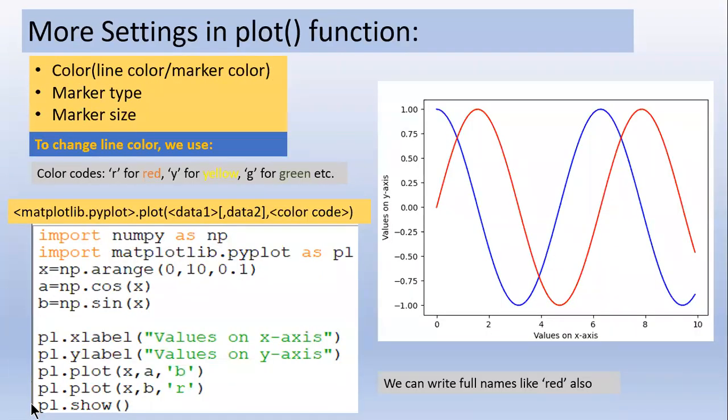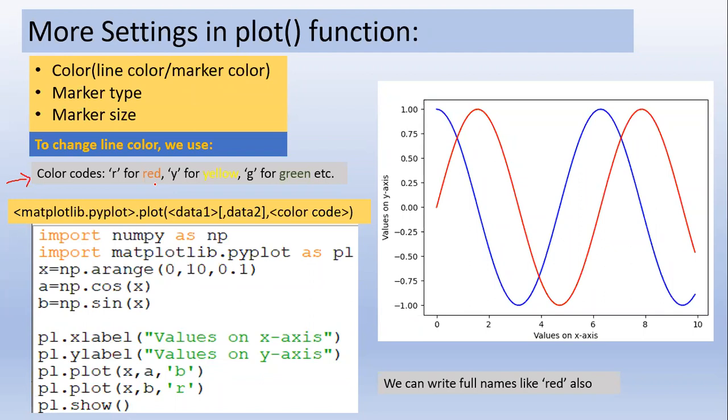Some more settings. We can provide some more settings like color, marker type, marker size, etc. There are so many. Now see here, this box. To change the line color, we use color codes. For example, R for red, Y for yellow, G for green, etc. You can provide the word red also instead of R. वो भी चलेगा.